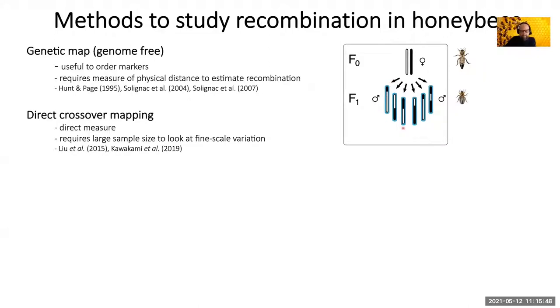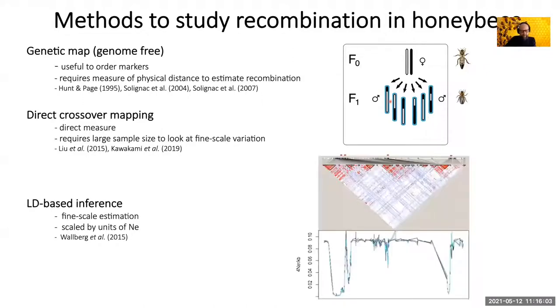But now that we have the genome sequence, we can perform whole genome sequencing of multiple individuals and use these to determine where specific recombination events have occurred in each meiosis. Another method is based on patterns of linkage disequilibrium. If we sequence a random sample of honeybees, it's possible to look at variation in linkage disequilibrium and use statistical methods based on haplotype structure and coalescent theory to determine variation in recombination rate across the genome.